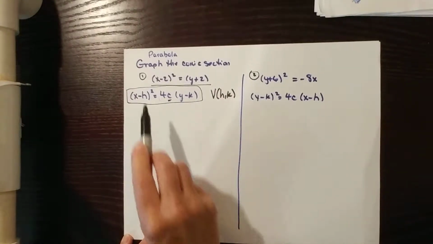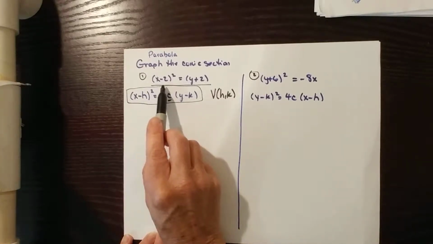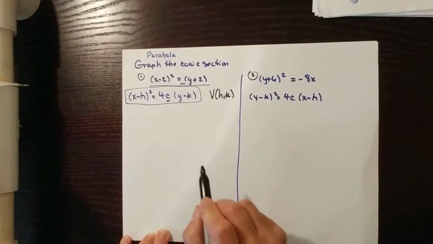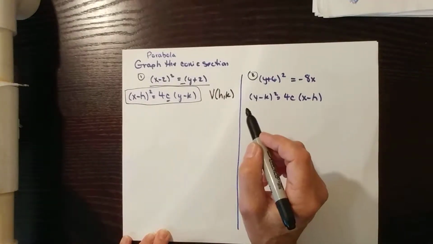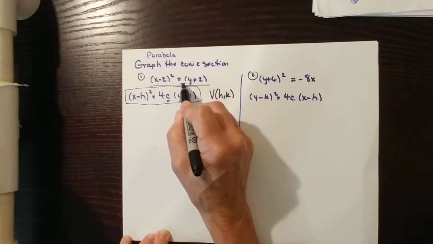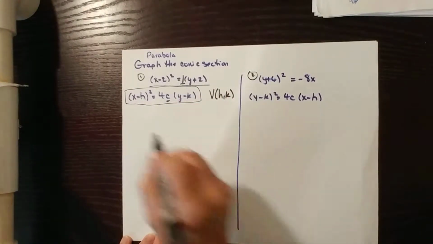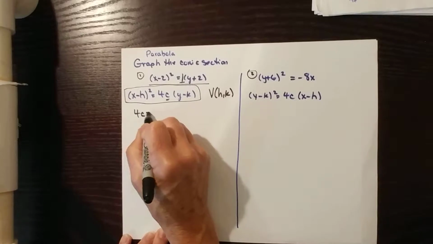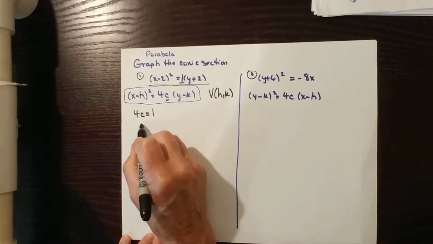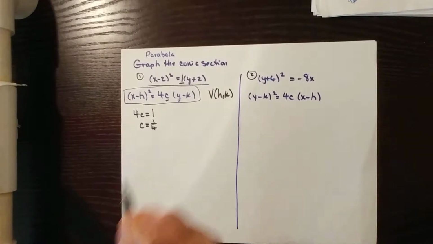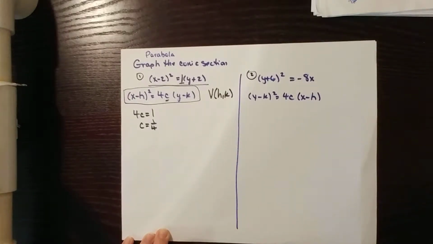So when we look at this, it is in this form: (x - h)² = 4c times (y + 2). What we see right here is the 1, understood to be 1. So 4 times c in this case is equal to 1. Solve for c by dividing by 4. c is equal to 1/4. 1/4 is the distance from the vertex to the focus.